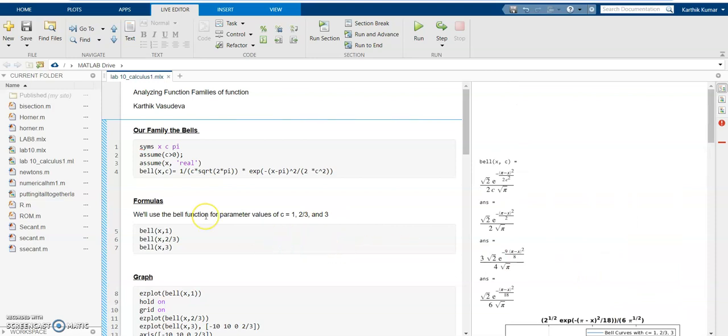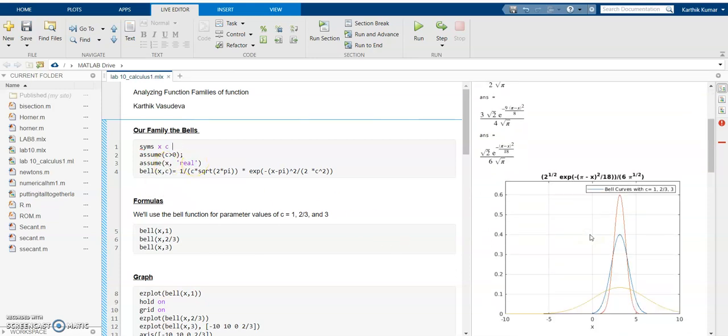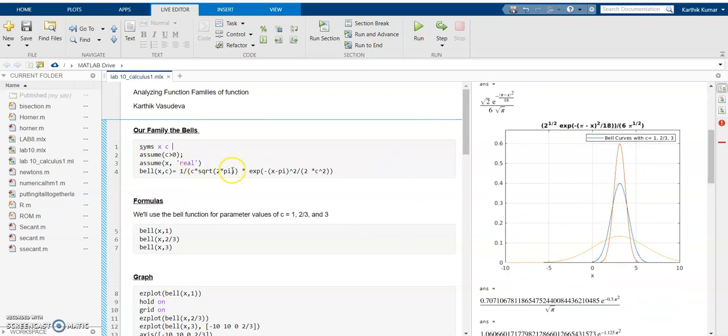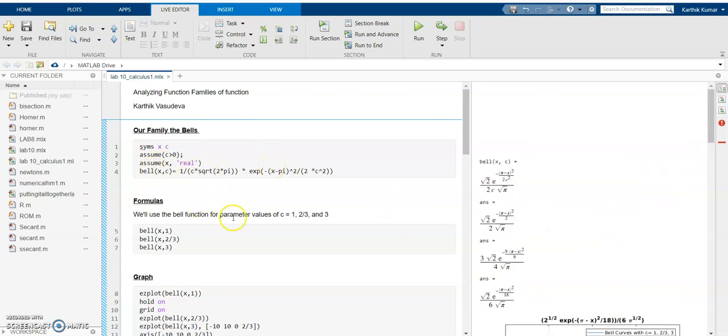Now as I go, I am defining my variables x, c, and pi. You do not need to define pi, that is fine. And I'm assuming my c to be a positive number. As I told you before, c is a parameter, and I'm assuming that to be a positive number. Now I am assuming my x to be real. The reason is, if x is an imaginary number, that doesn't work well with the function. So we always want x to be a real number. A negative is also fine.